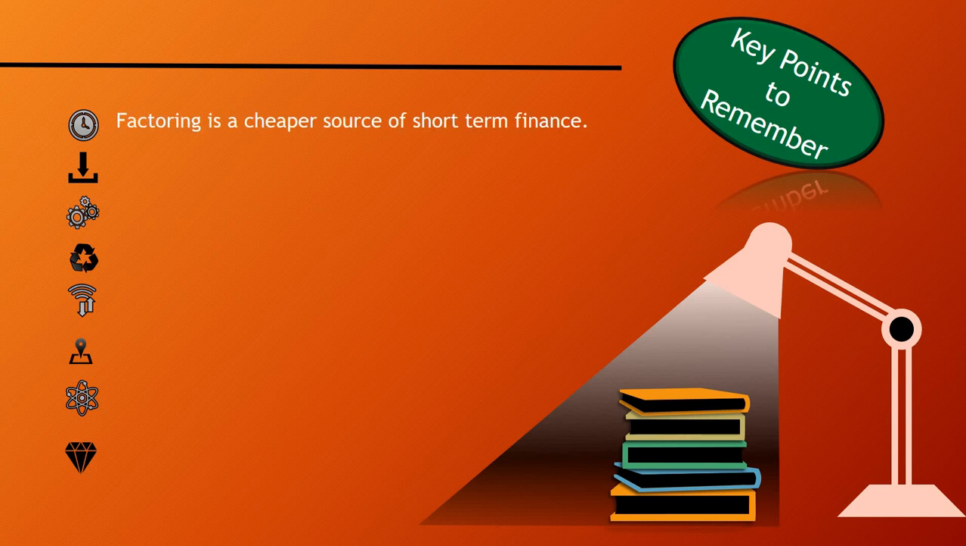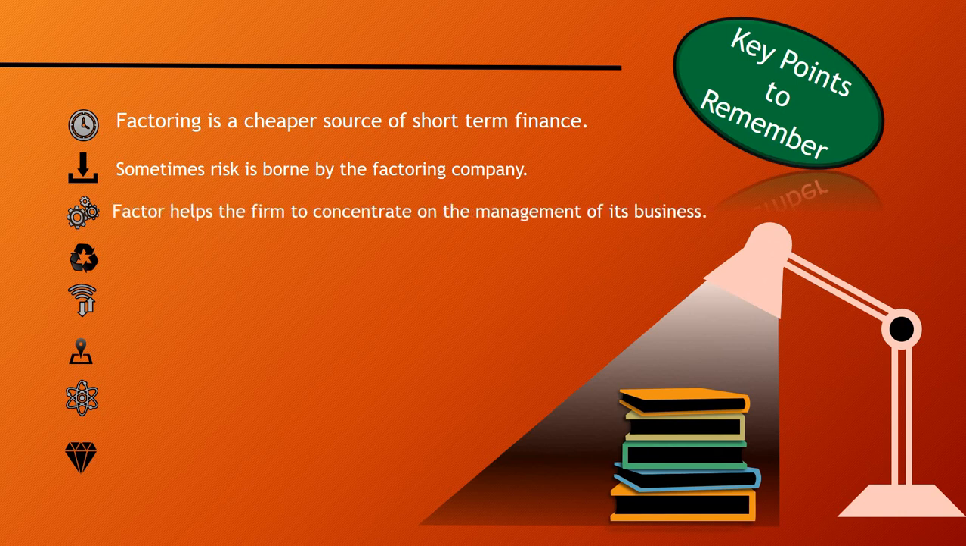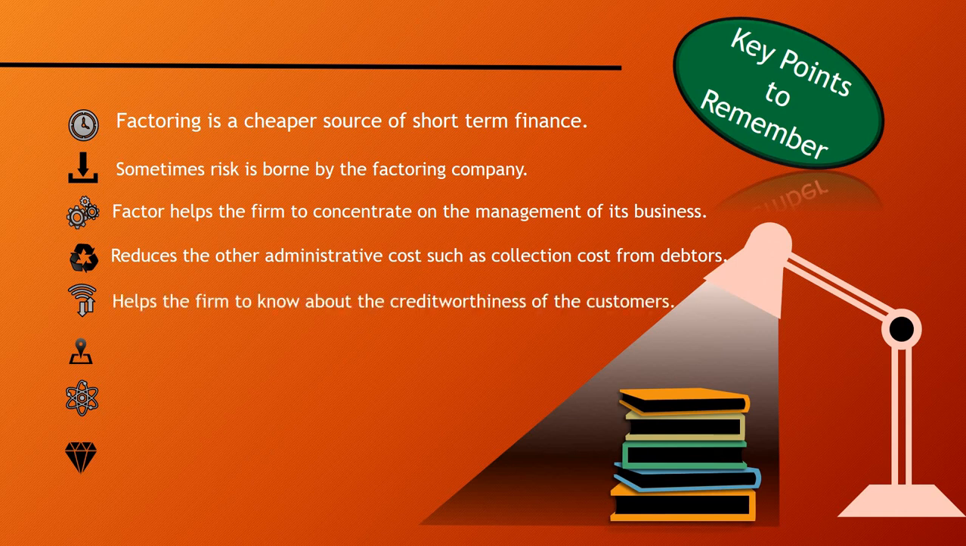So as we have already discussed, factoring is a cheaper source of short-term finance as compared to a bank loan. Sometimes risk is borne by the factoring company, as we have seen in non-recourse factoring. The factor helps the firm to concentrate on the management of its business. That means now the company does not have to bother about the customer, whether the customer is going to become bankrupt or how to collect the money. Everything will be taken care of by the factoring company. It reduces other administrative costs such as collection costs from the debtors, because now the factoring company is taking care of all these things.